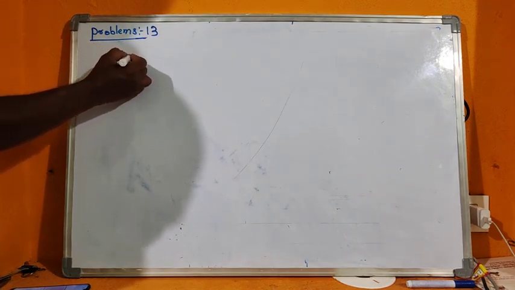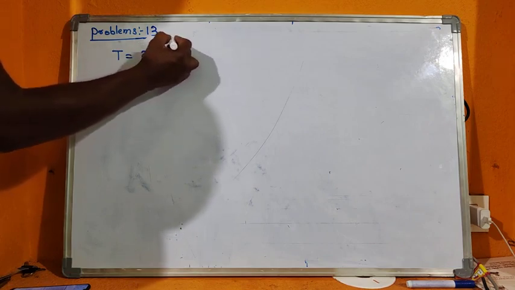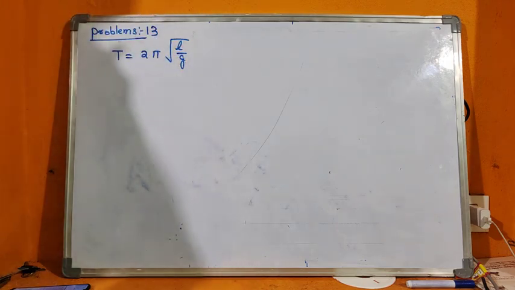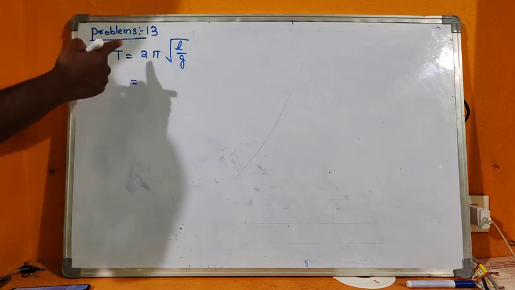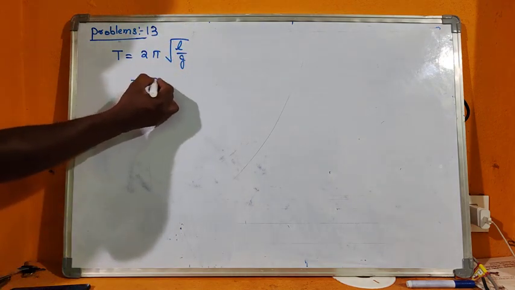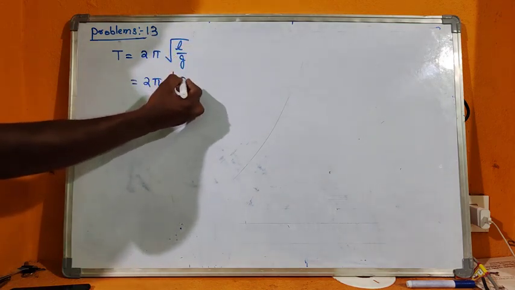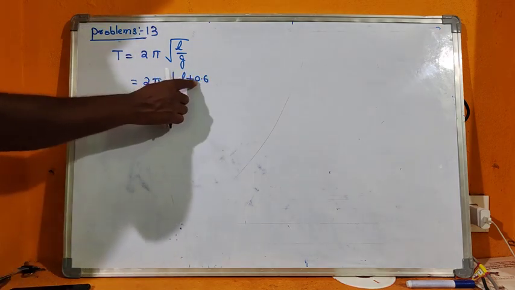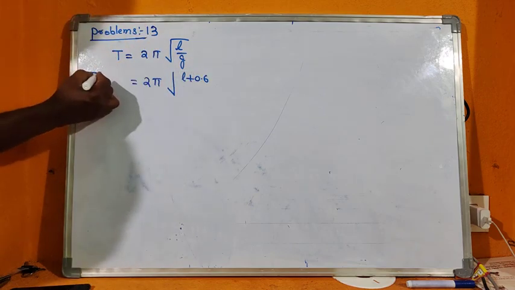First of all, we have to take the time period. T is equal to 2 pi under the root of L by g. This is the initial time period T and initial length L. But this time period is increased by 50% when the length is increased by 0.6. Here I am writing 2 pi under the root of L plus 0.6 by g, since the length is increased by 0.6.